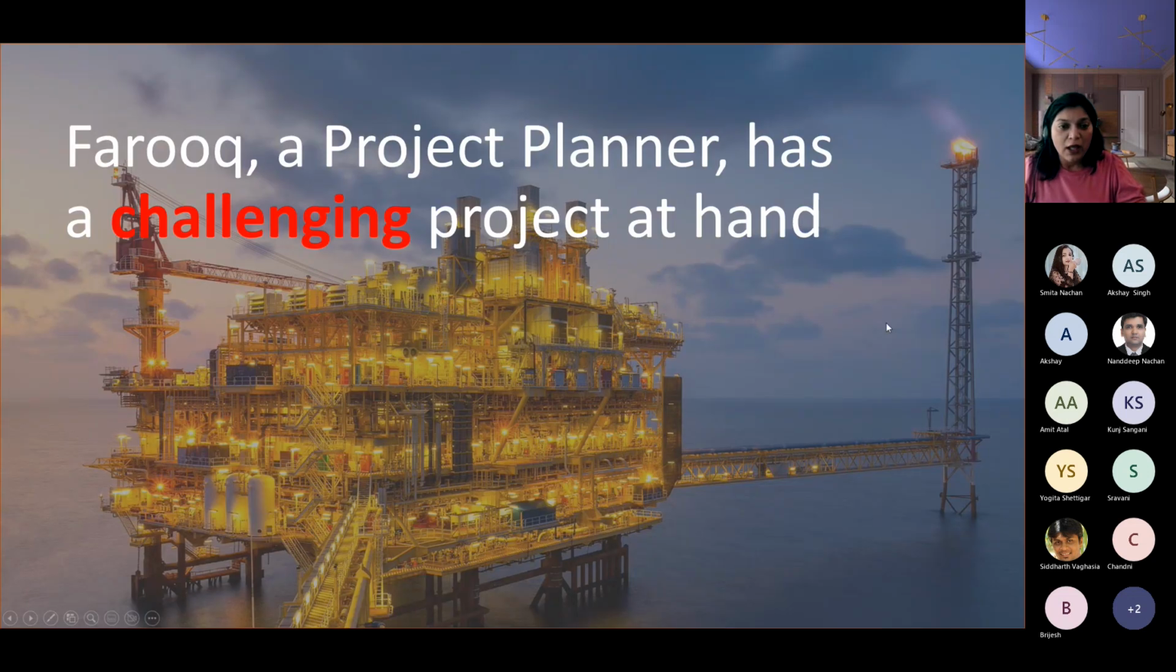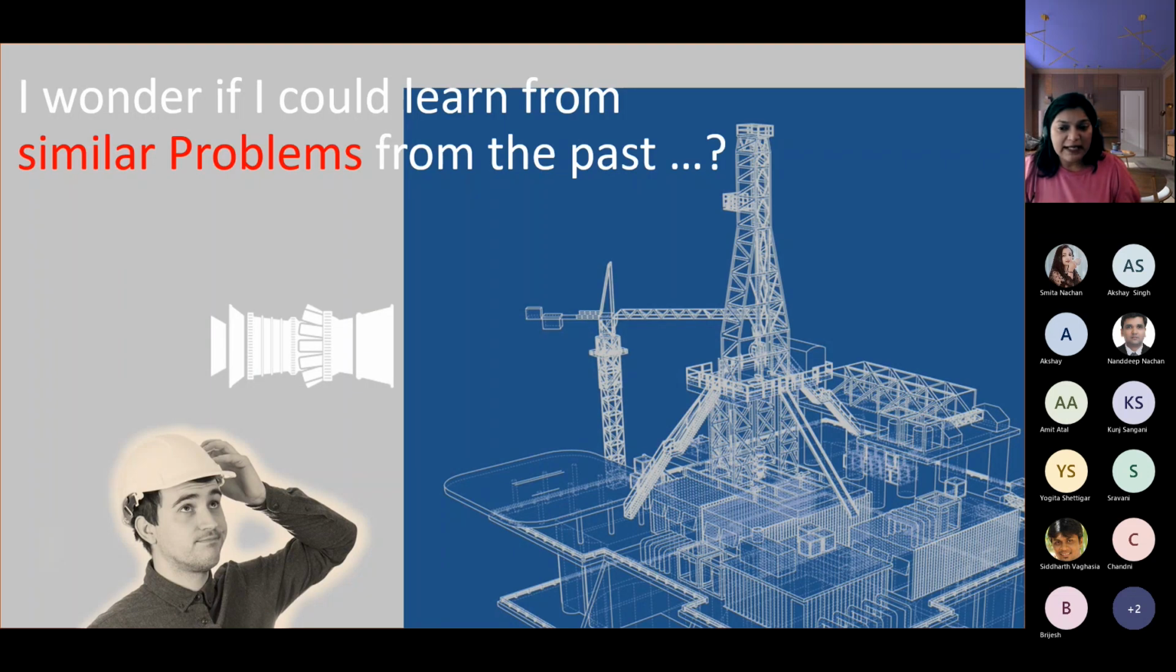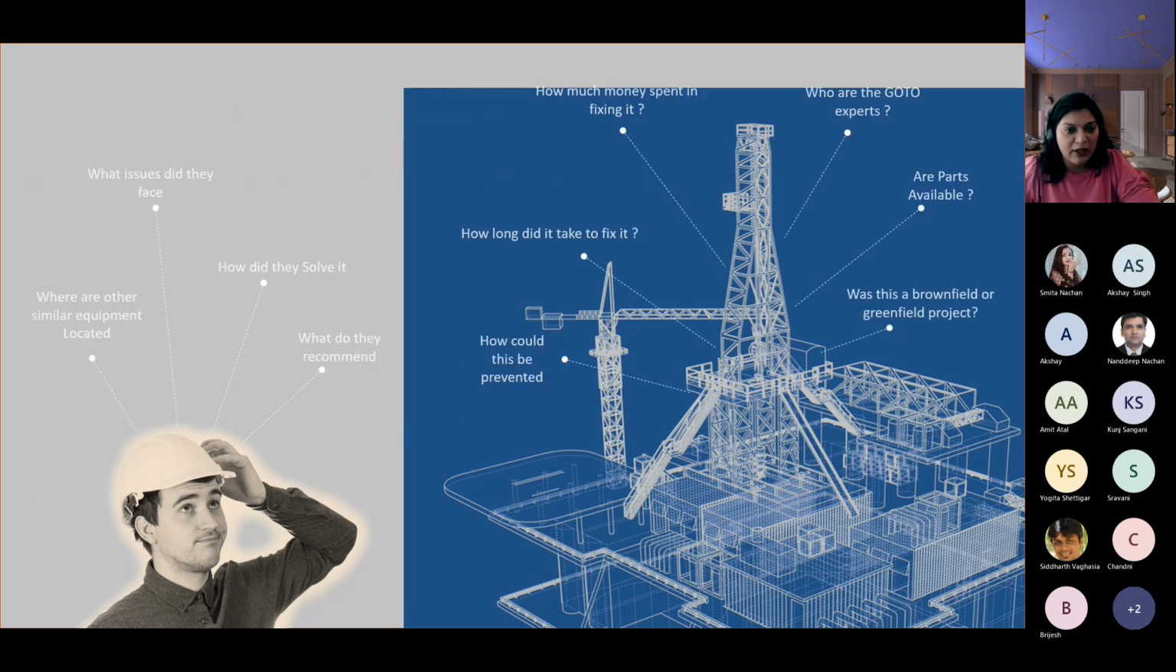Customer facing search. So let's put ourselves in the shoes of a persona. Let's say Farooq, a project planner, has a challenging project at hand, right? And typically when he's approaching that project in an oil and gas based domain, because it is one of the most complex domains out there, he is trying to learn, and he's trying to make his decisions based on past data or past history, right?